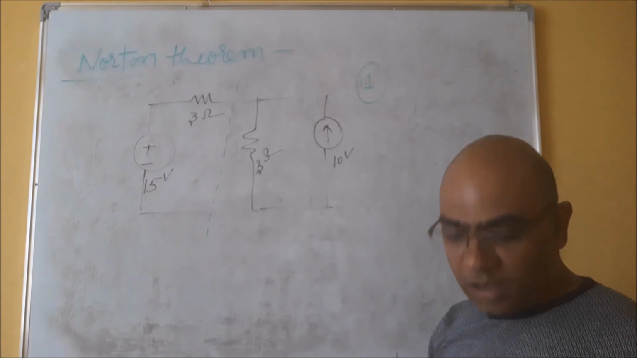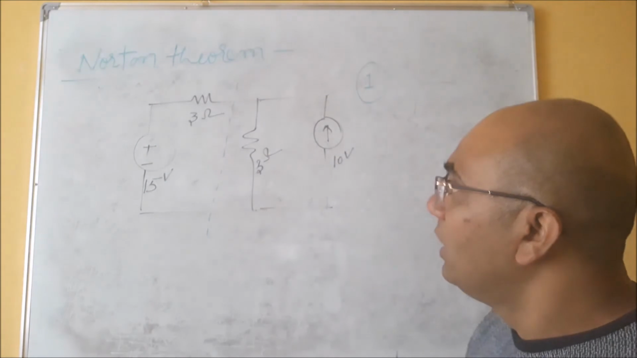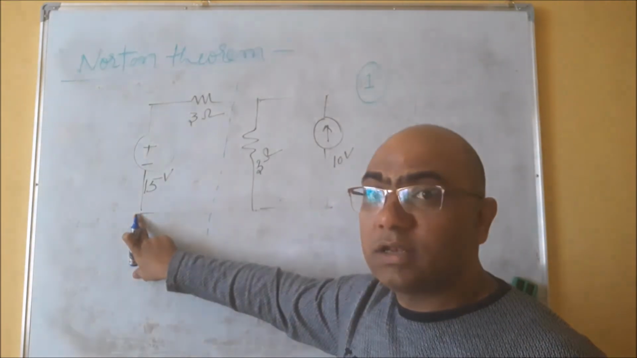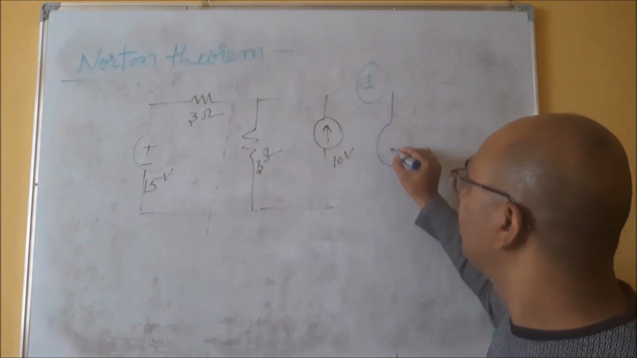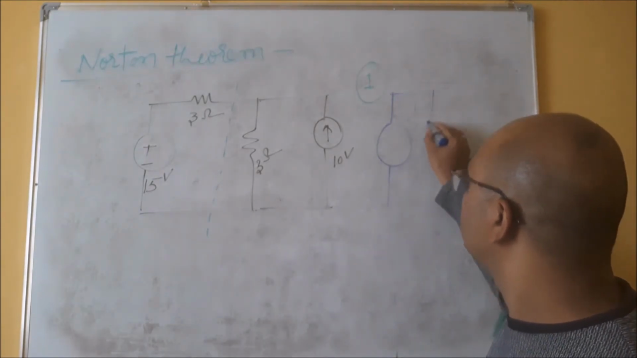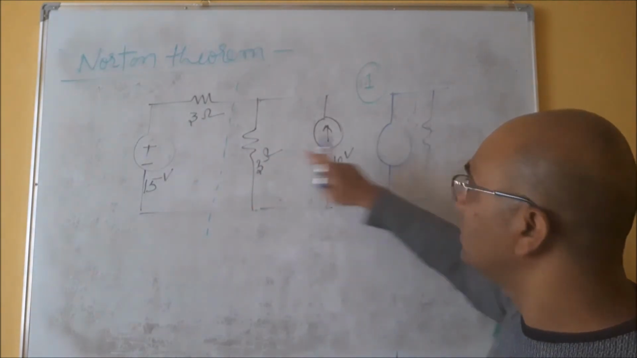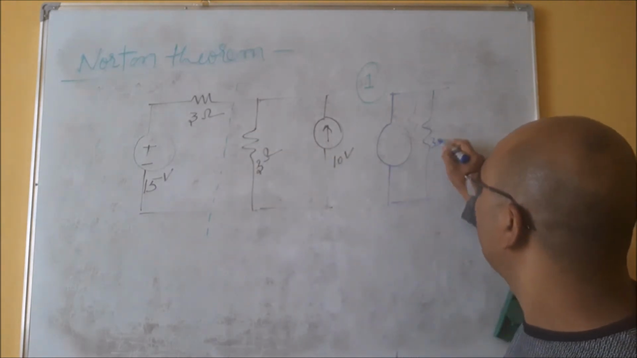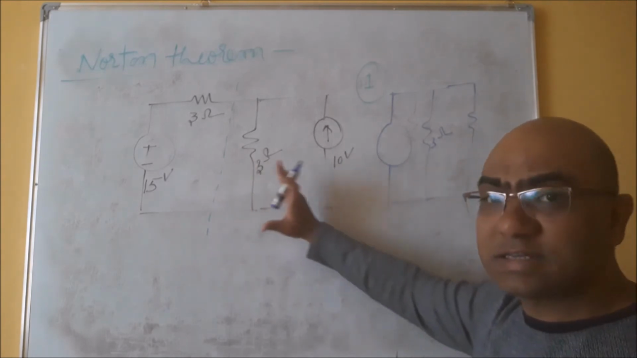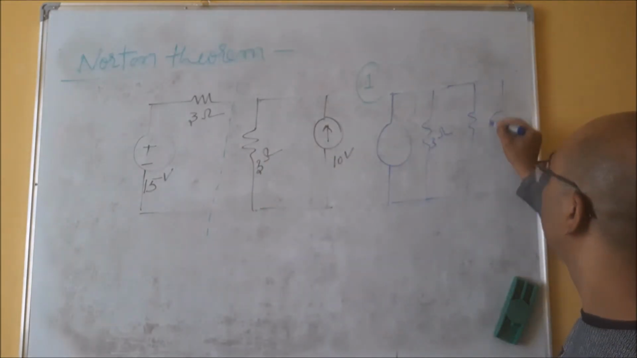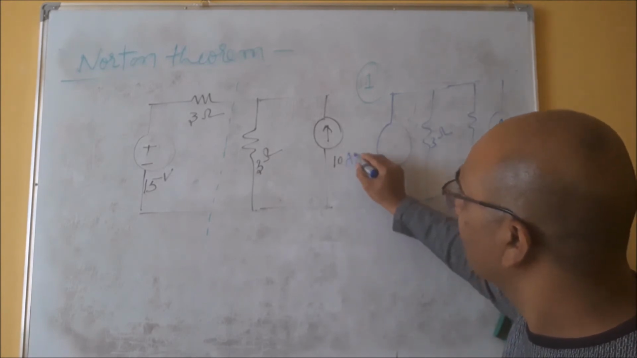In the first case, I'm trying to change this voltage source into current source. So what I say in theory is that if you want to change this voltage source into current source, you will simply make a current source and make this resistance in parallel to this. So this 3 ohm, the value of this will be 3 ohm. The rest of the circuit will remain the same. So what is the rest of the circuit? 3 ohm and 10, sorry, this is 10 ampere. 10 ampere.